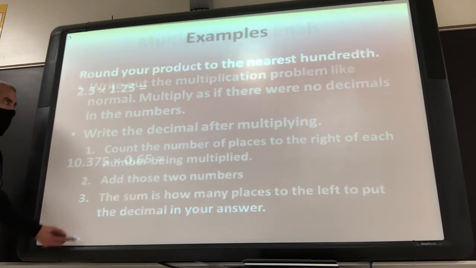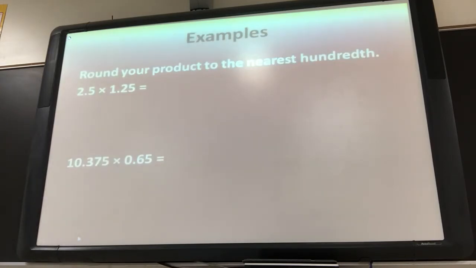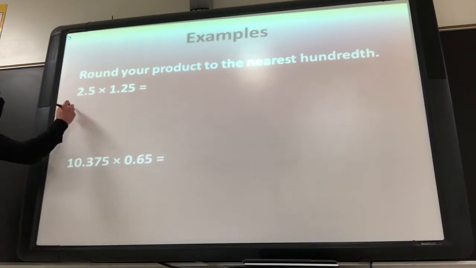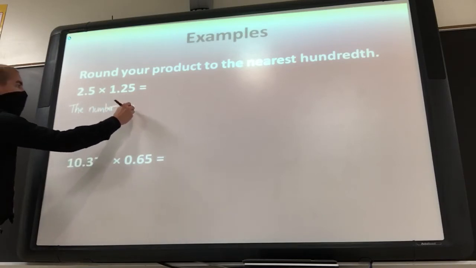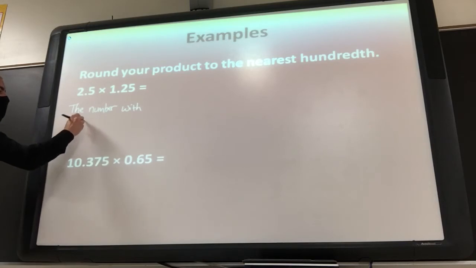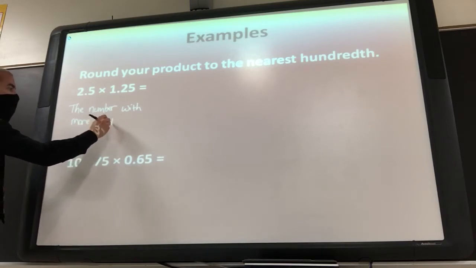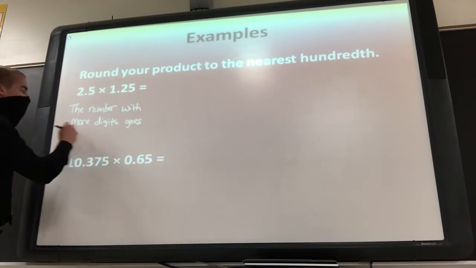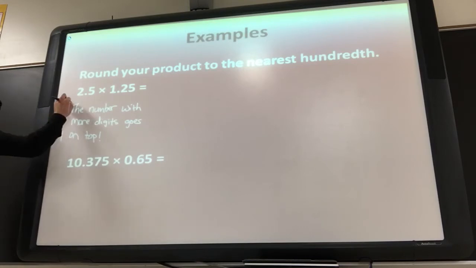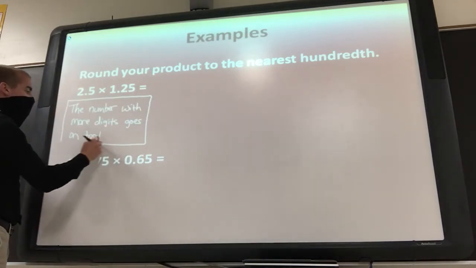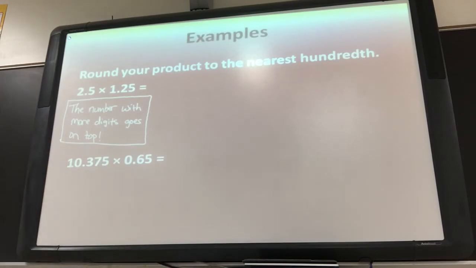So our first example is going to be 2.5 times 1.25. First thing is to make sure the number with more digits goes on top. I mean, technically you could do it the other way, but I think this is just how we've multiplied before. The number that has more digits, so the one that has more numbers in it, needs to go on top.